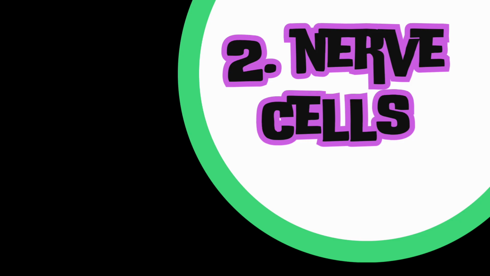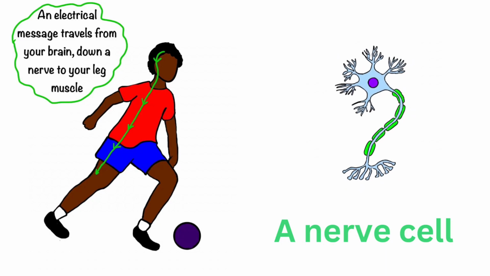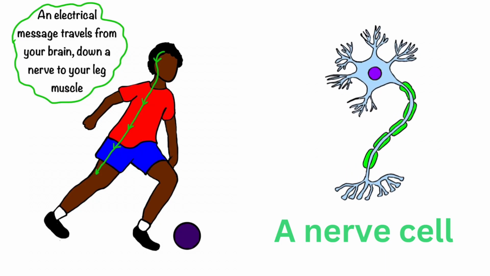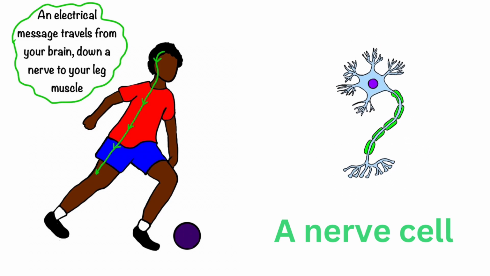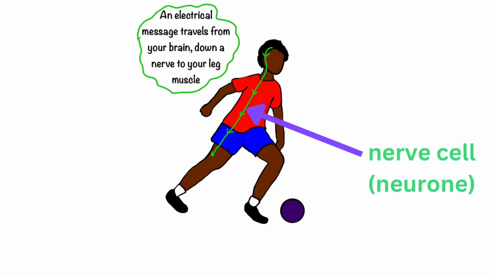Our next type of cell is a nerve cell. To kick the football, your brain needs to send a message to your leg muscle. This message travels down a nerve cell. So on this picture, the green line is the picture of an electrical signal travelling from the brain to the muscle, and it's travelling down a nerve cell.